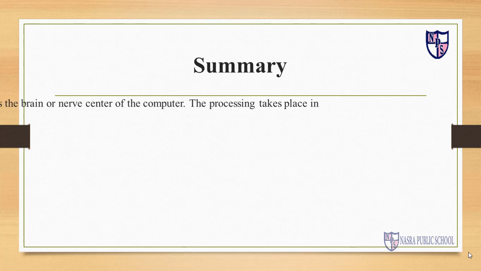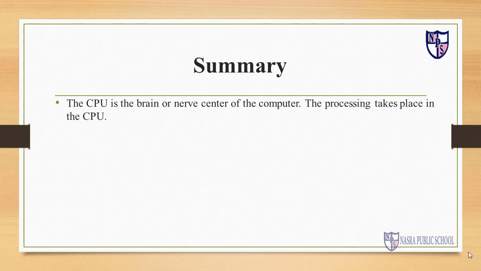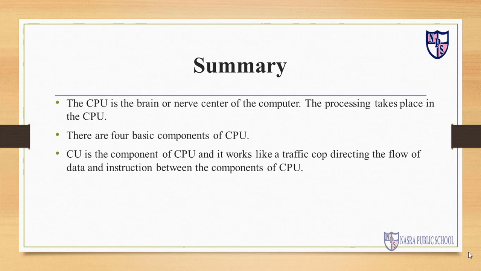Now let's conclude our today's topic. In today's topic we have learned about the CPU. The CPU is the brain or nerve center of the computer. The processing takes place in the CPU. There are 4 basic components of CPU. First one is CU. CU is the component of CPU and it works like a traffic cop, directing the flow of data and instructions between the components of CPU.